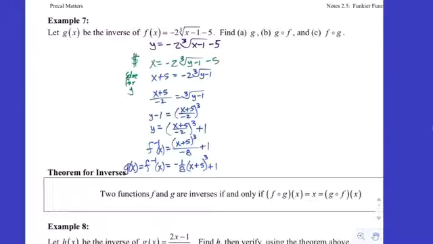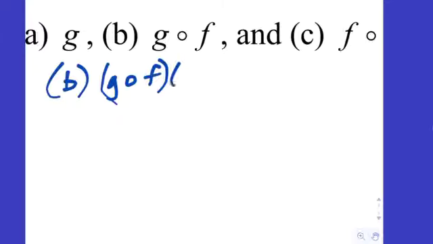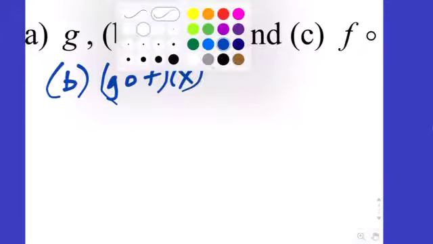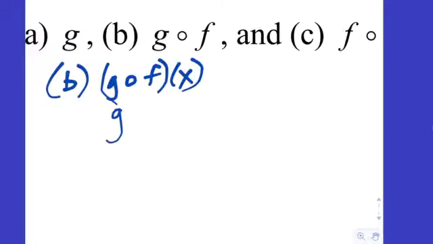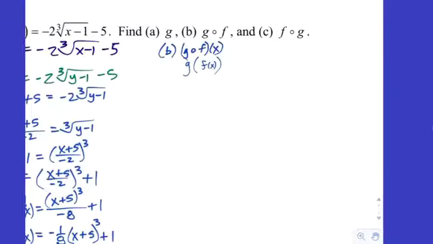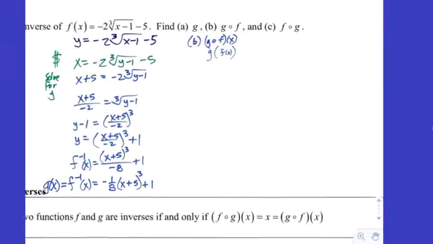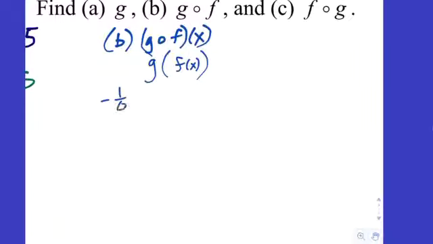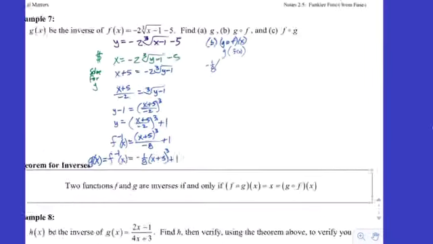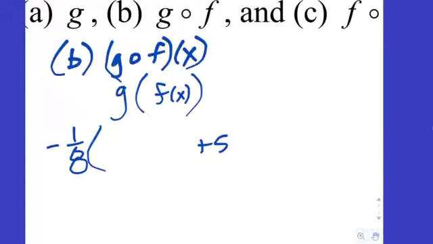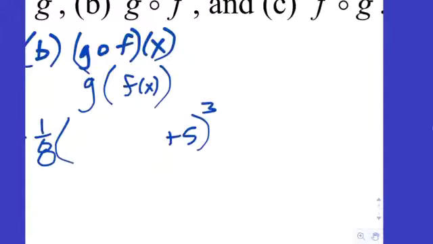All right, so now it says to find g of f. What does that mean, g of f? Remember, that is composition, right? So g of f of x, that's the abbreviated way, or the condensed way. That's the same as g of f of x. Okay, so here we go. We're going to take the g function, which I just found. It was negative 1/8 times (x plus 5) cubed, and then plus 1.